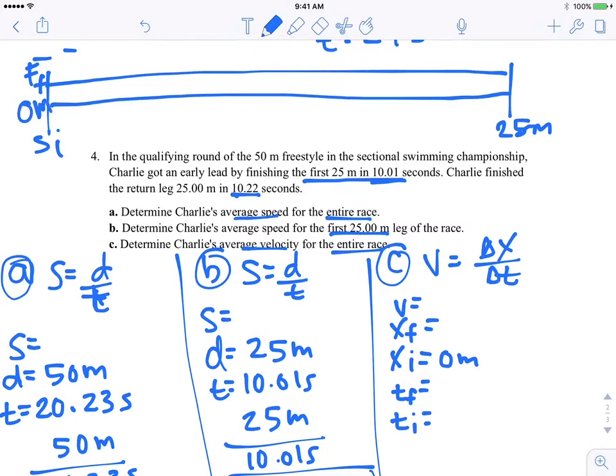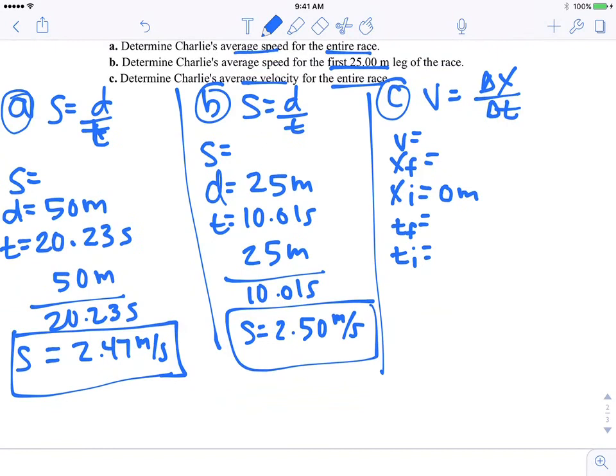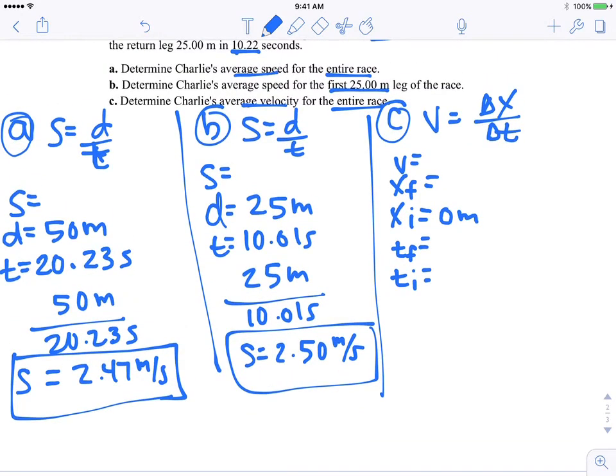We could actually call this 25 meters if we wanted. We could call it 50 meters if we wanted. But regardless, he starts and he finishes in the same spot. Okay? So his initial position is 0 meters. His final position is 0 meters.